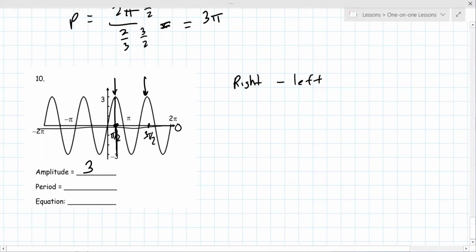I can't tell where these values are. Maybe that's not right. Maybe pi is there.